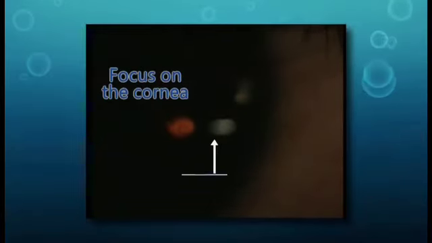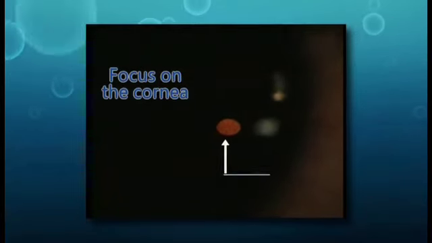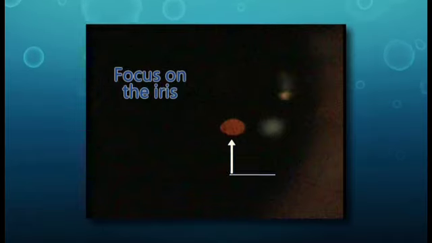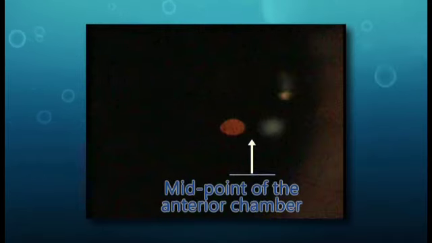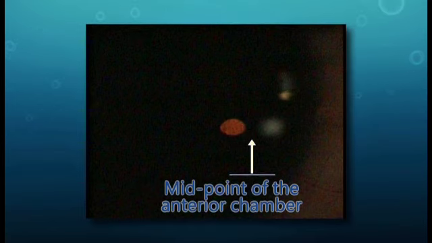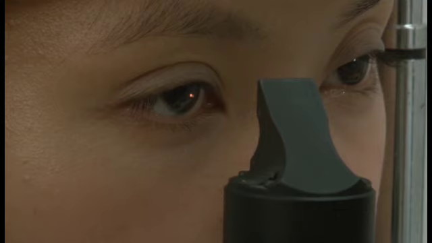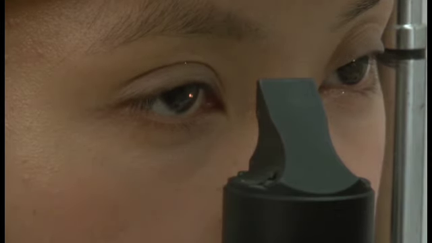The two reflections are from the cornea and the iris. Begin by focusing the beam on the cornea. Move the joystick forward to focus on the iris. Then move the joystick back half that distance to the midpoint of the anterior chamber. This is the area to view for cells and flares. A conical beam is used to detect the presence of cells and flare in the anterior chamber. There are no clinical signs of presence in this healthy eye.